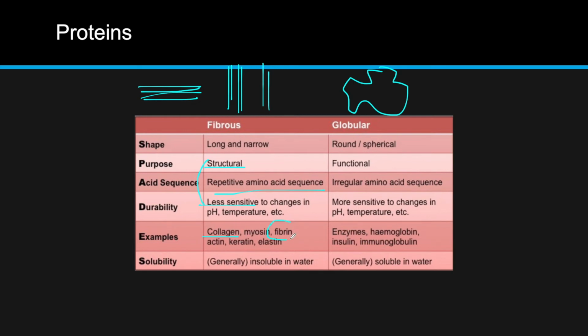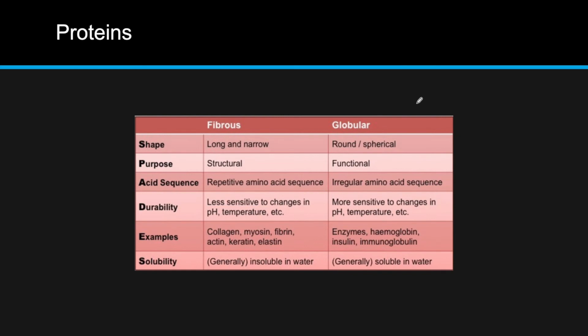Fibrin helps with clotting. Myosin and actin both help with muscles. Collagen, keratin, all these different things. And another last thing, generally they're insoluble in water. For one example, fibrin is an insoluble, structural protein. So when it helps clot, fibrin comes out of solution and forms that clot out of the blood.